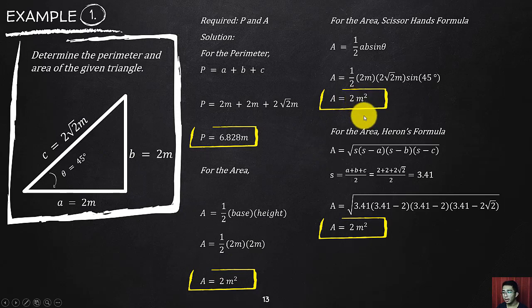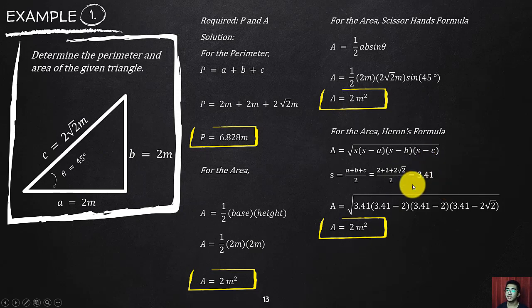Okay, but we do have the last formula here, which is Heron's formula. It requires three sides of the triangle. Do we have three sides? Yes: 2, 2, and 2 square root of 2. But before we use Heron's formula, we must first compute the semi-perimeter. The semi-perimeter is the summation of all three sides divided by 2. So 2 plus 2 plus 2 square root of 2, all over 2, and it gives you approximately 3.41.